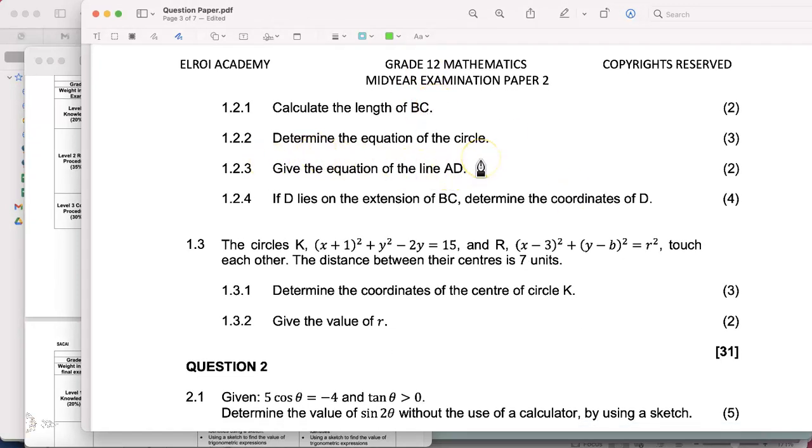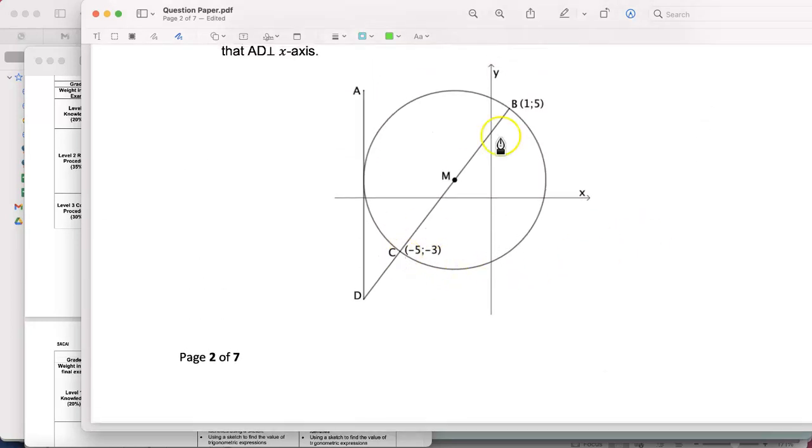Determine the equation of the circle. Oh, brilliant, I know how to do the equation of a circle. All I need is (x minus p) squared plus (y minus q) squared is equal to r squared. So what do I need? I need the center, p and q, and I need the radius squared. Now, I've already got BC, which was calculated as 10. So the radius is equal to 5, because BC is a diameter.